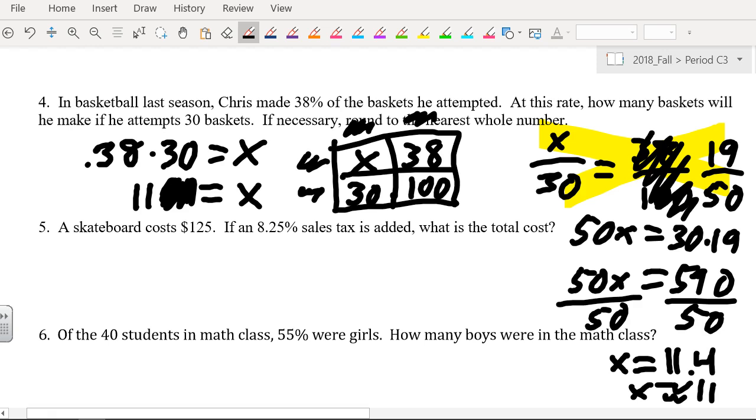Alright, number 5. A skateboard costs $125. If 8.25% sales tax is added, what's the total? So this is one, again, guys, be really careful. You have to add it after you do it. Don't forget to add it in, right? So I'm going to do the quick way. 0.0825 times 125 equals what? I don't know yet. Do you guys know?